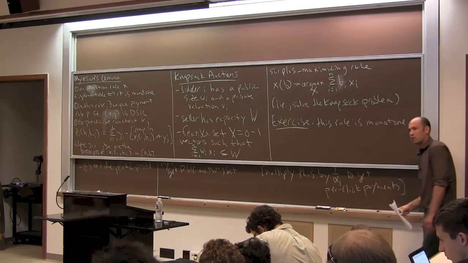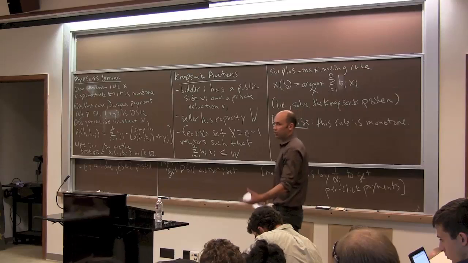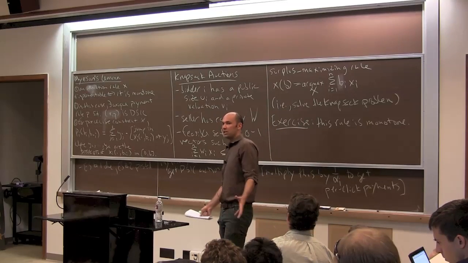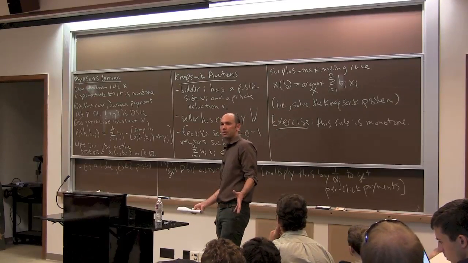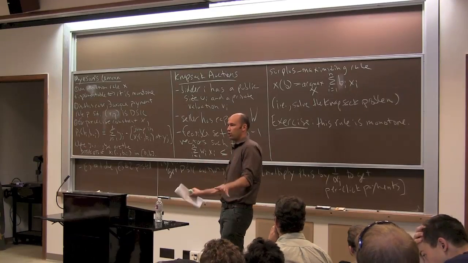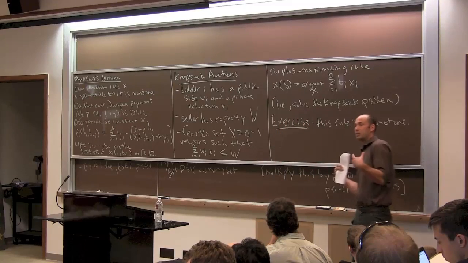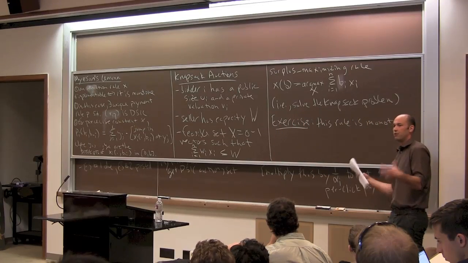Okay? It's not hard to prove. I ask you to prove it on exercise set number 2. In fact, more generally, any single parameter environment surplus maximization leads to a monotone allocation rule. It is not just about the knapsack problem. Very generally, surplus maximization gives you monotonicity, and therefore, by Myerson's lemma, you get DSIC for free.